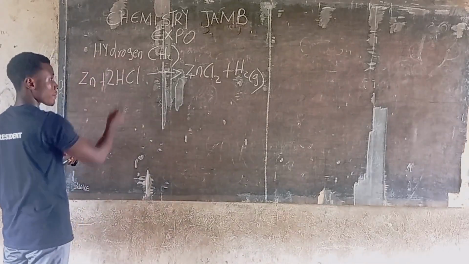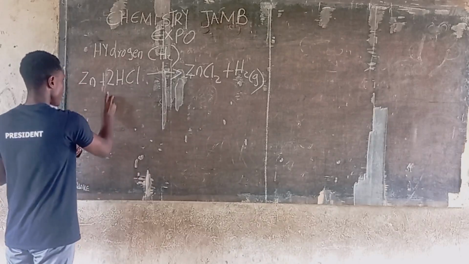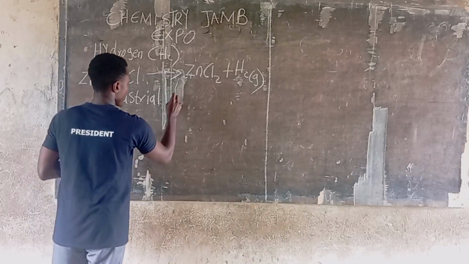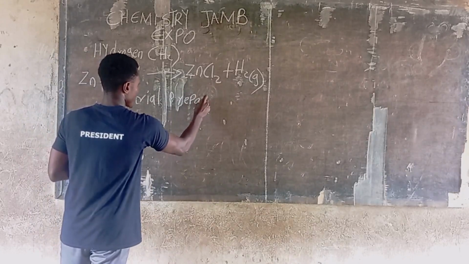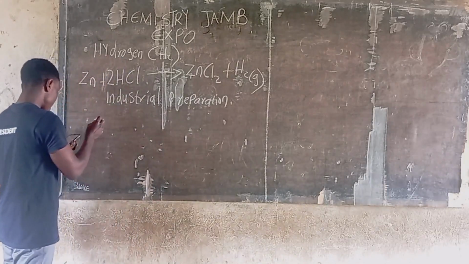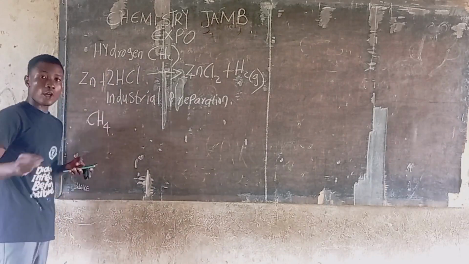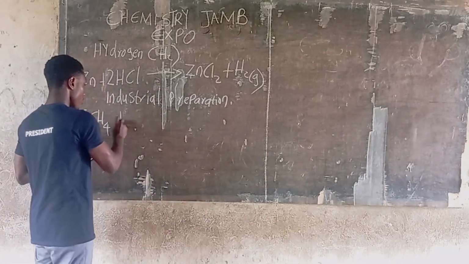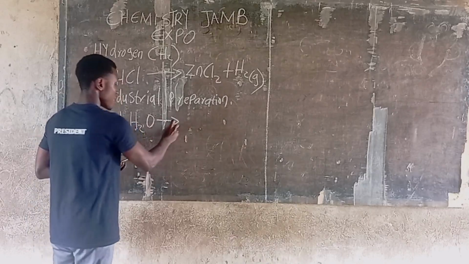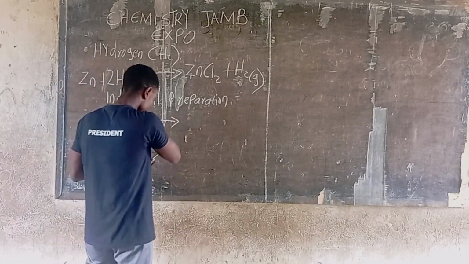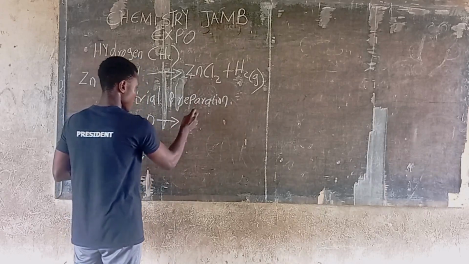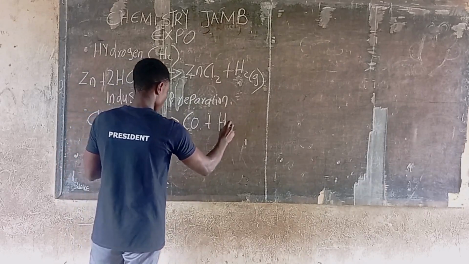We said this is for the laboratory preparation. So for the industrial preparation, we have methane, which is CH4, plus water, which is H2O, giving you a forward reaction of carbon monoxide plus hydrogen gas.